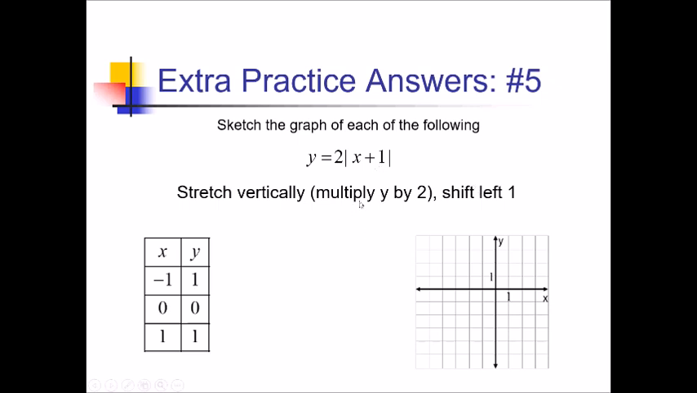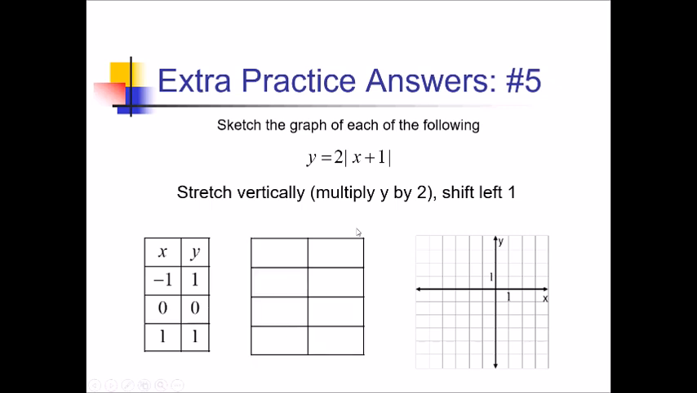So let's incorporate these now in a table of my new 3 points. We said we were shifting left 1, so that means I have to do x minus 1 to get the new x values. And then we're multiplying y by 2 to stretch vertically, so 2y. All right, subtracting 1 from all my x values. Negative 1 minus 1 is negative 2. 0 minus 1 is negative 1. And then 1 minus 1 is 0.